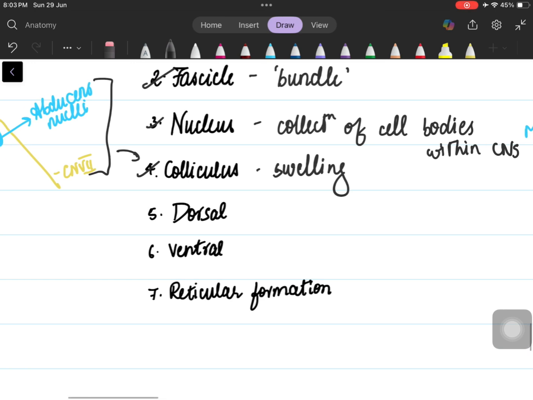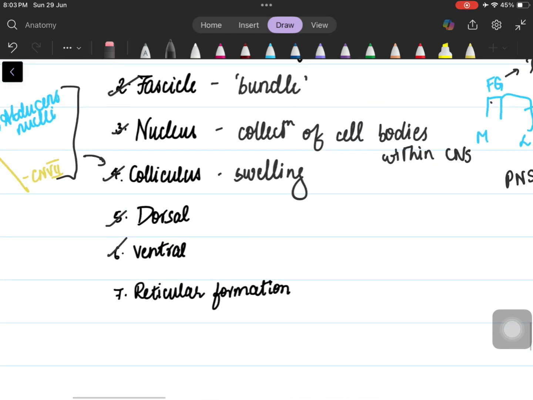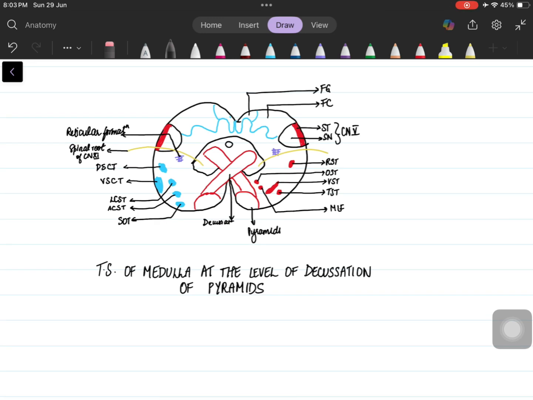Now I don't even know what is dorsal, ventral. How do I get started? Dorsal just means posterior and ventral means anterior. So if you look at any neuroanatomy diagram, this is how you read it. This is more ventral and this is dorsal. That's why fasciculus gracilis and cuneatus are placed right on top, which is why they are called the dorsal column.